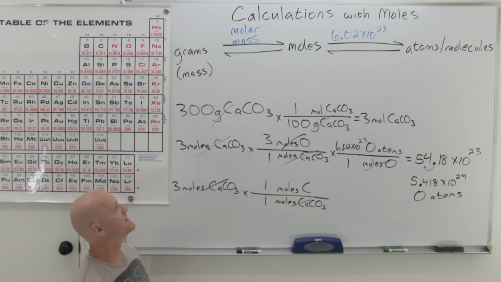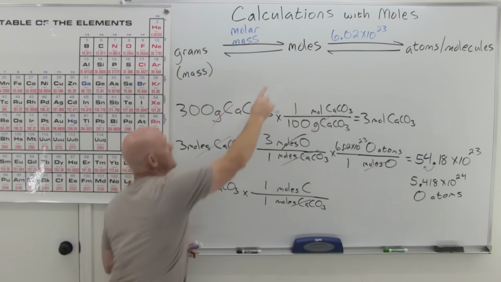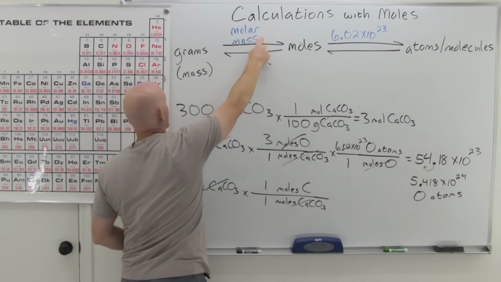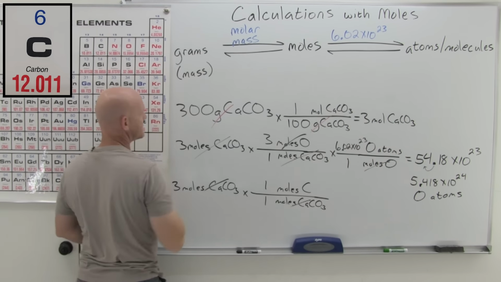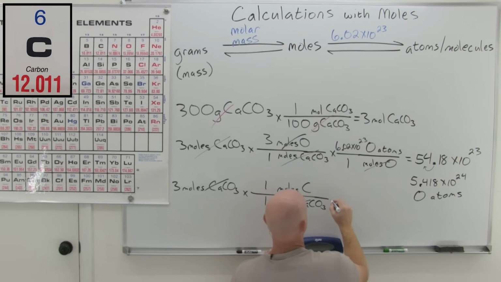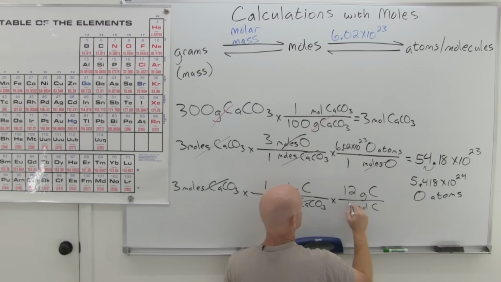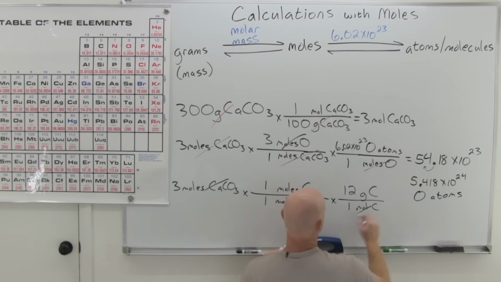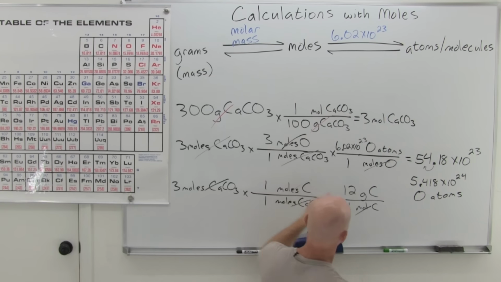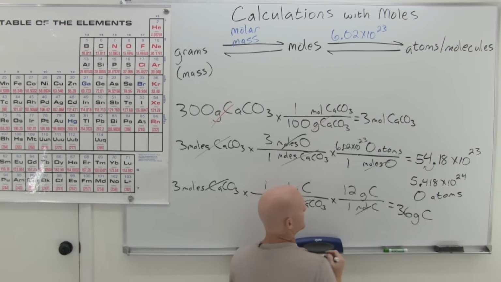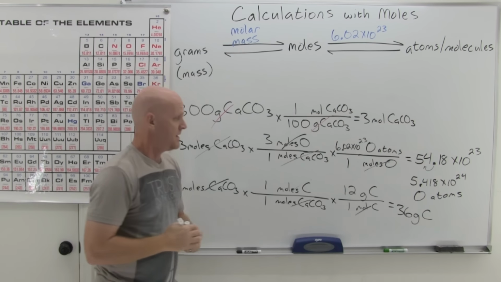But again, we want to convert that into grams now. And the connection between moles of carbon and grams of carbon is always that molar mass right off the periodic table, 12 grams per mole here. And so we'll put moles of carbon on the bottom, grams of carbon on top, and it's again 12 grams is equal to 1 mole. And so we got 3 times 12, and that's going to get us 36 grams of carbon.